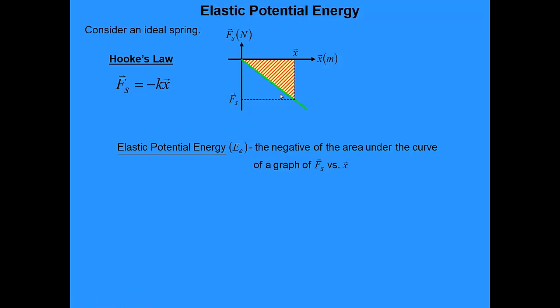Doing a little algebra on that and employing Hooke's law, we came up with a math model that we've been using for elastic potential energy: 1/2 kx squared. And don't forget the little squared here, which gives us an amount of stored elastic potential energy in joules.